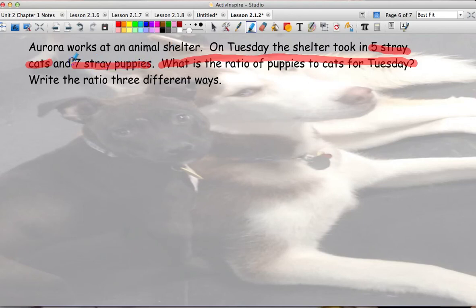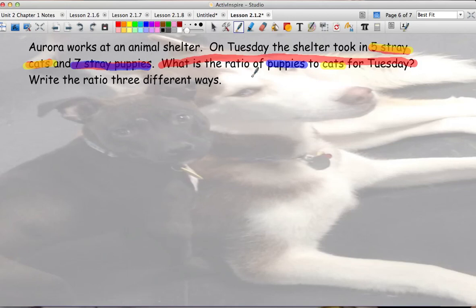So now we need to look here, and I'm actually going to highlight 7 stray puppies in blue, and I know that I need to go puppies to, let's do yellow here, puppies to cats. So if I'm looking at my highlighted colors, then I know it has to go blue to yellow. Right, so it's just the same as when you do this with pictures, except for now you're actually reading the problem. In the problem, it listed cats first, then puppies, but the question asked us for puppies to cats. So you need to be very careful and read the problems very carefully.